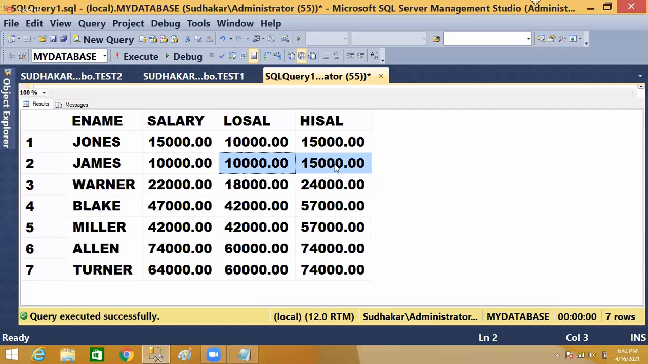Yes, so it is also satisfied. Like this, every employee can see. Now Warner's salary is 22,000, so 22,000 comes between 18,000 and 24,000. So this person is also satisfied.